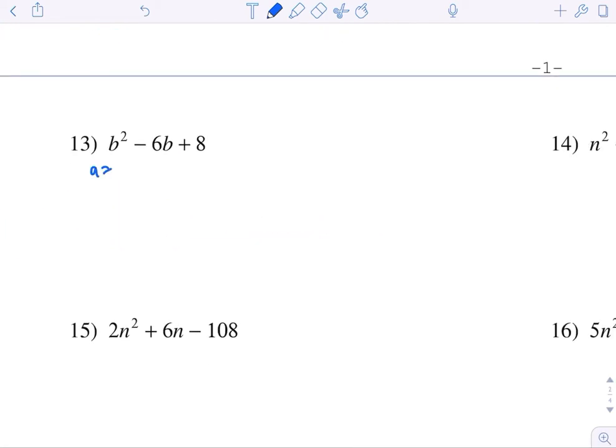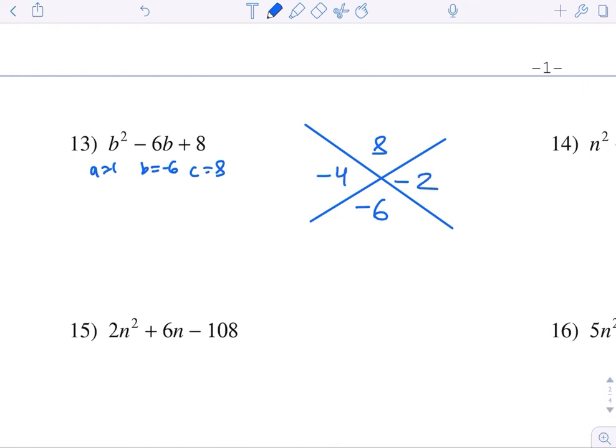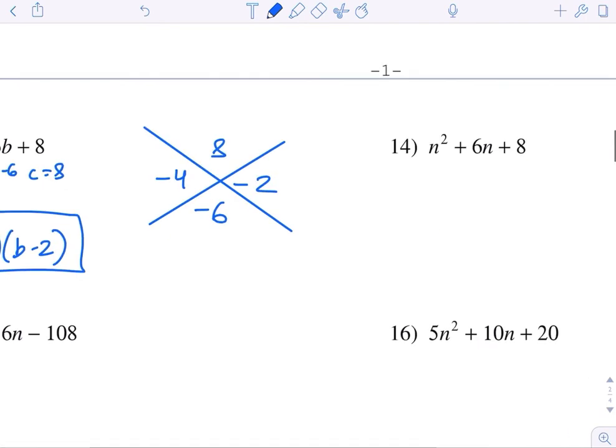Second to last. a is equal to 1, b is equal to -6, c is equal to 8. The top is a times c, so that's going to be 8. Bottom, -6. Two things that multiply to 8, but when added give you -6: -4 and -2. a is equal to 1, so b minus 4 and b minus 2. These are the factors of the quadratic.